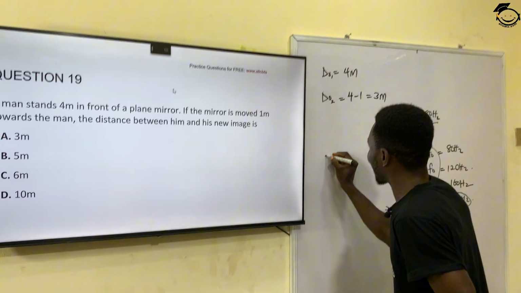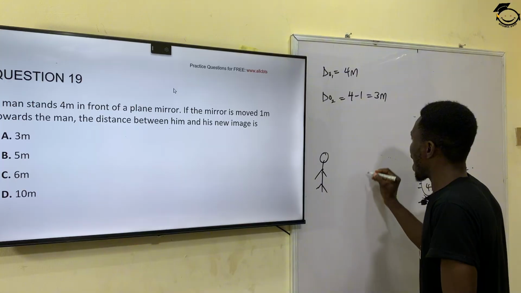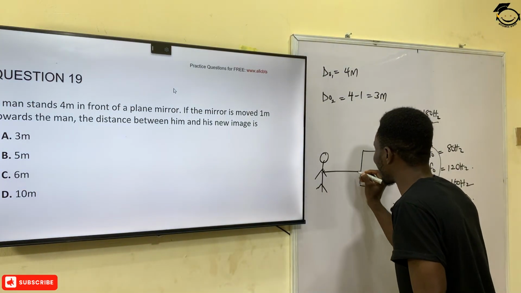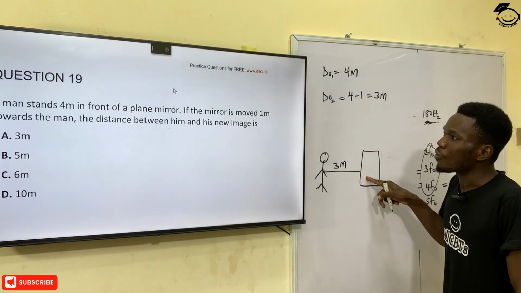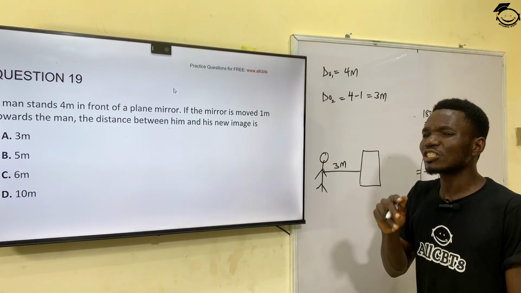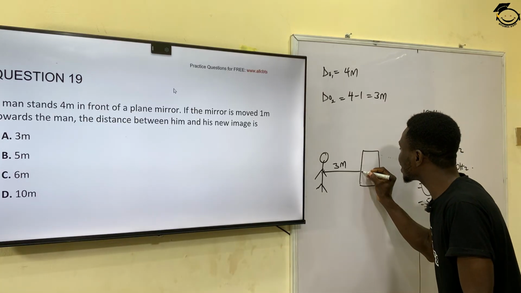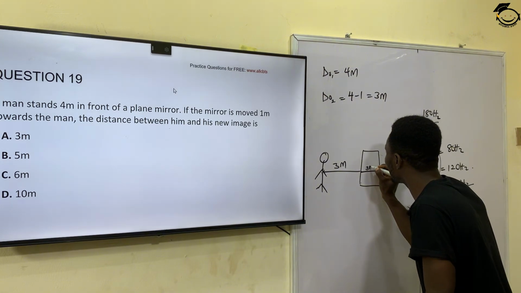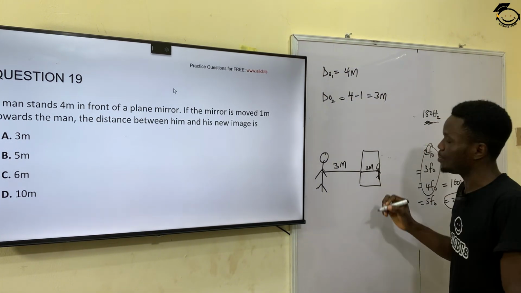So let's say this is the man, and this is our mirror. The distance between this man and the mirror here is 3 meters. Then inside the mirror, remember that what we are having is a plane mirror, and a plane mirror does not reduce or increase the distance. So inside the mirror, the distance between the mirror and the image will also be what? 3 meters. So this is the image of the man inside the mirror.